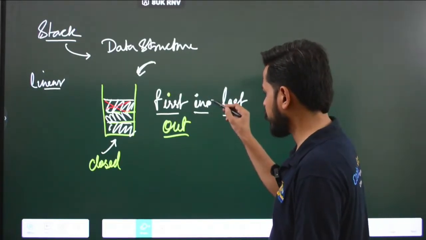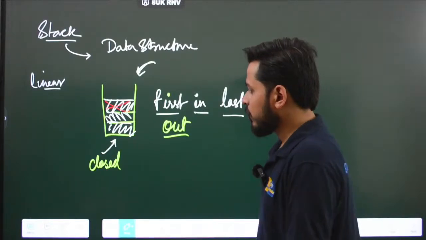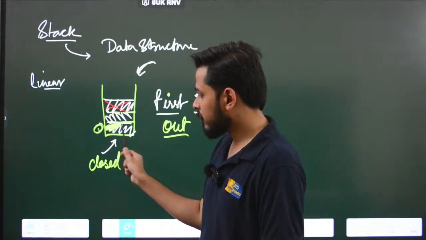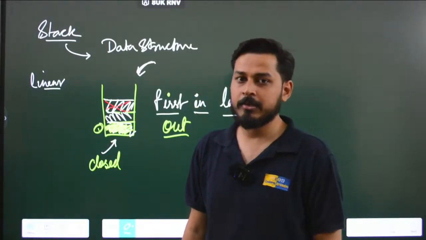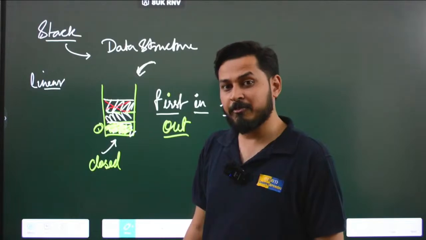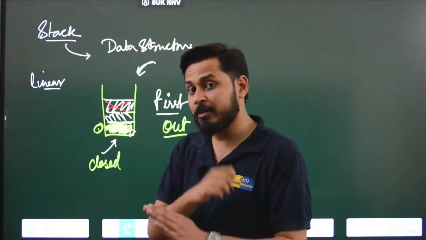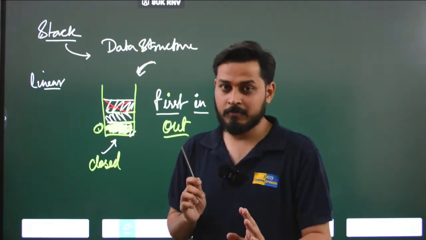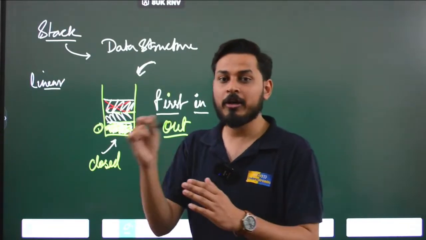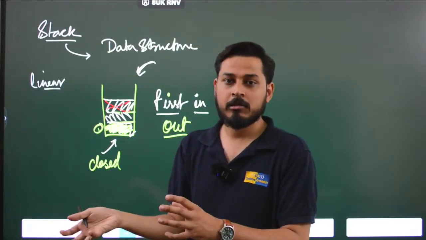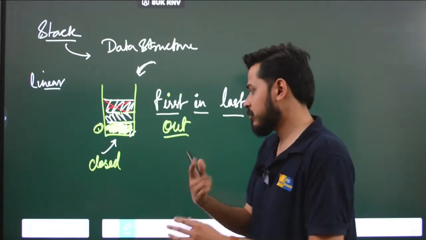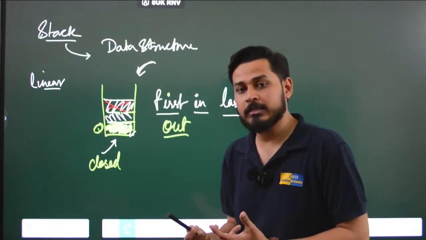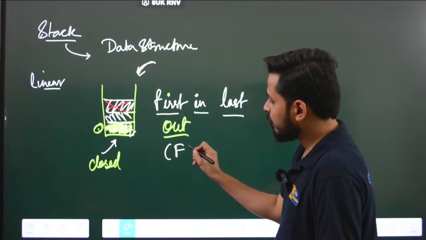You got my point? What is this first in, last out? You see, this was the first element, right? The lowermost element was the first element, so you entered that element first. But because the other elements are getting placed on top of that, that first element will come out last. The latest element which got entered will come out first. So this concept and process is called first in, last out. The element which went inside first will come out last, or in short form we say FILO.